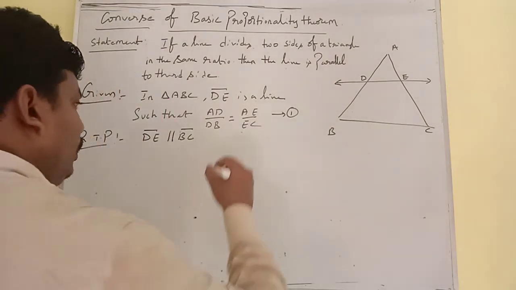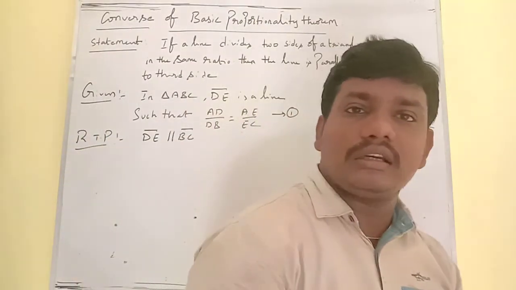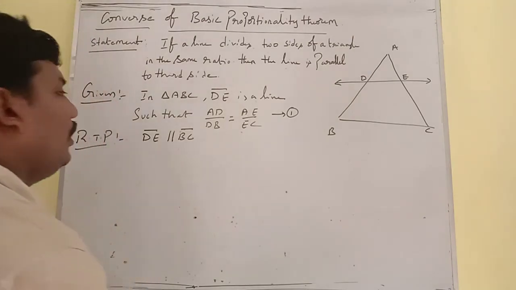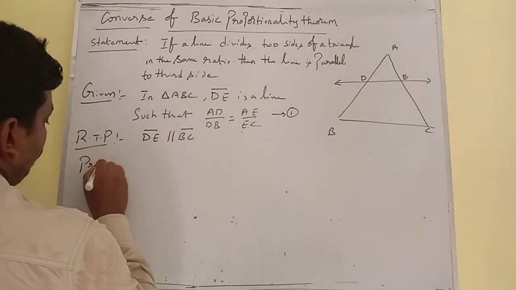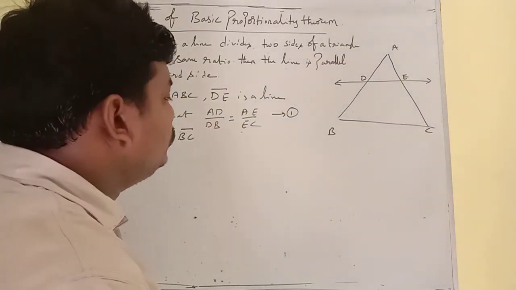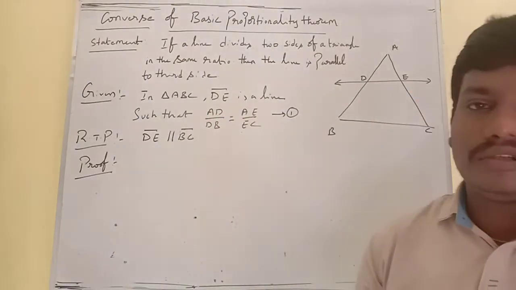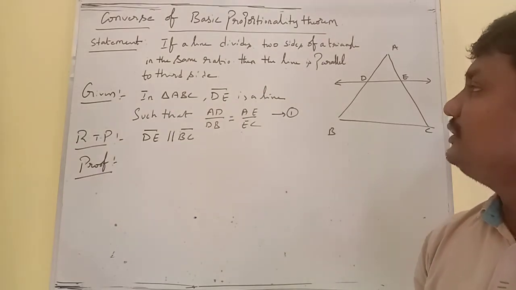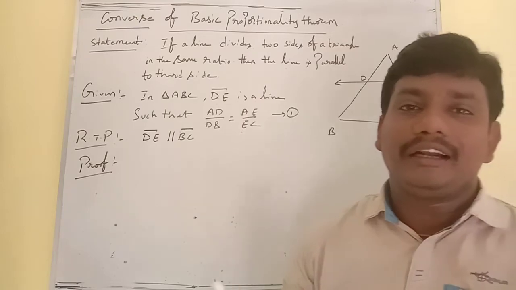Now to prove this we need some construction. Let me consider the proof. This type of proof is a converse proof. In this type of proof there is no direct method, so we are going to use the indirect method of proof.